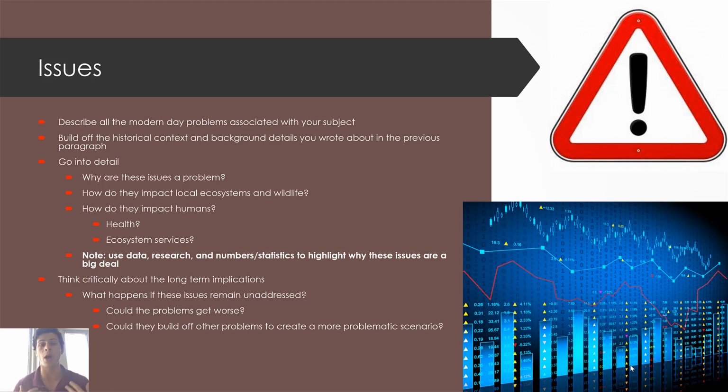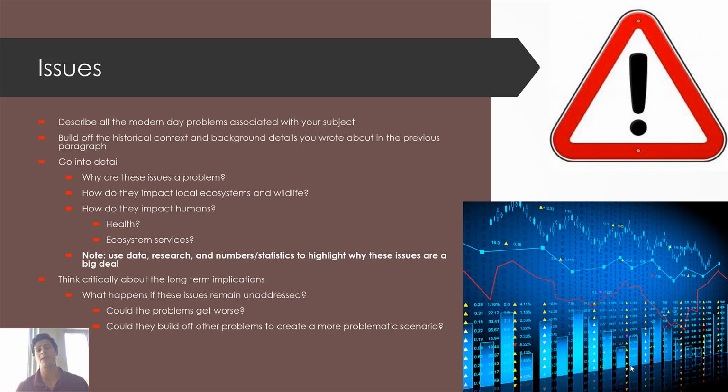Why are these issues or why are these problems such a huge problem? Why should we care about them? What is the big deal going on with your topic? If it's important, why should we care? The entire goal of an issues topic or an issues paragraph is to underline why we should care about this problem. Specifically go into how these issues relate to human health, how it relates to human society, and how it relates to human problems in general.